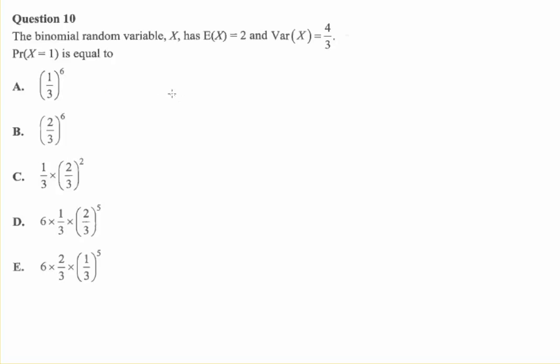For question 10, we are given a binomial distribution and we are given an expectation and variance, and we need to find the probability that that x value equals 1. This requires you to know your formulas for the mean and the variance for a binomial distribution. So they are that the expectation is equal to the number of trials times the probability of success, and the variance is equal to the number of trials times the probability of success times the probability of failure.